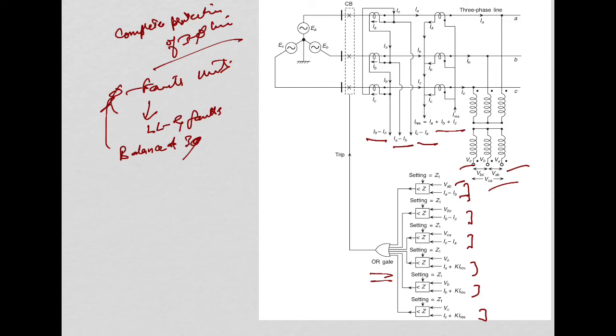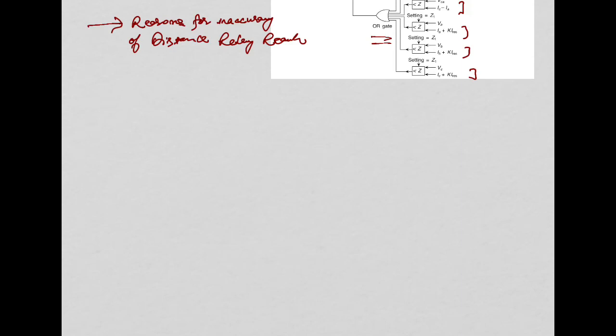Now we'll discuss the reasons for inaccuracy of the distance relay reach. Ideally, we would have liked to set the reach of the distance relay to 100% of the line section. However, it is not possible to get the exact reach of 100% in practice. So there is always a certain amount of uncertainty and ambiguity about the actual reach.